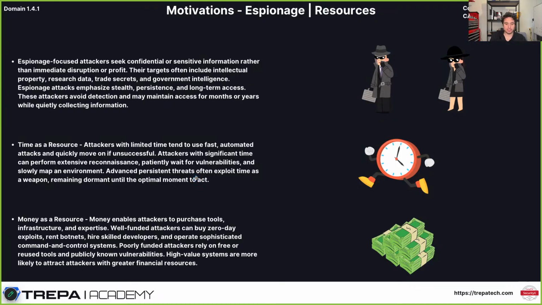So as we were talking about with geopolitical motivations, nation state threat actors, we like to lump them into what's called an APT. An APT is usually funded by a nation state. Doesn't have to be, it's not like APT equals nation state, but typically an advanced persistent threat team or advanced persistent threat actor, an APT, is going to be well funded. Okay, money. So money enables attackers to purchase tools, infrastructure, and expertise. So well-funded attackers can do botnets, they can hire skilled developers and operate sophisticated command and control systems, or C2 systems, with those huge botnets.